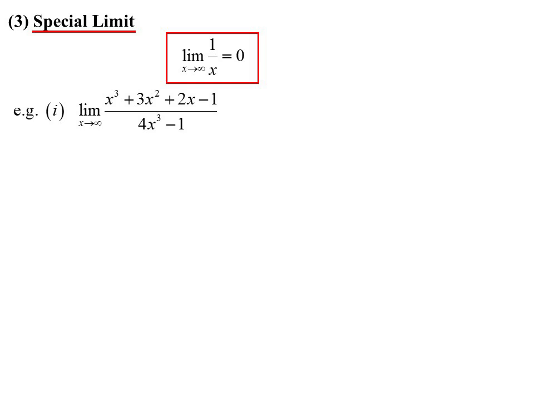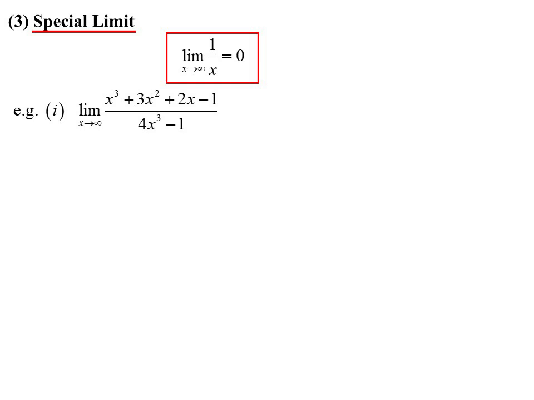As I say, if you try to substitute infinity into this sort of expression, okay, infinity cubed, well, that's got to be really big. Plus 3 times infinity squared. Wow, now it's even bigger. Plus 2 times infinity. Man, it's huge now. Minus 1. So what? But then we're going to divide that by 4 times infinity cubed. Really big. Minus 1. So I've got this really big number divided by this really big number, neither of which I know what actually they are. What is the answer? Can't do it.